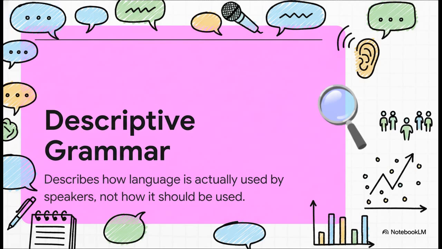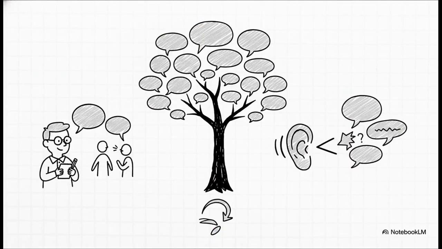Remember? Descriptive grammar. This is the grammar of a linguist, of an observer. The goal here isn't to make judgments or correct anyone. It's simply to record and analyze how people actually use language, how it's spoken naturally out in the world. What this means is that descriptive grammar fully accepts that language is a living thing, that it's always changing.